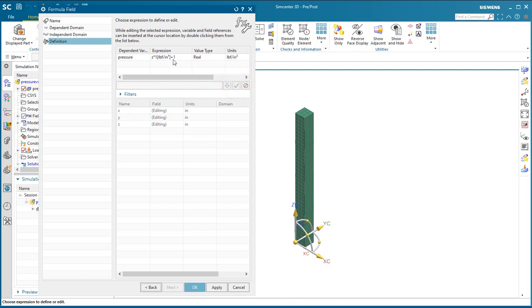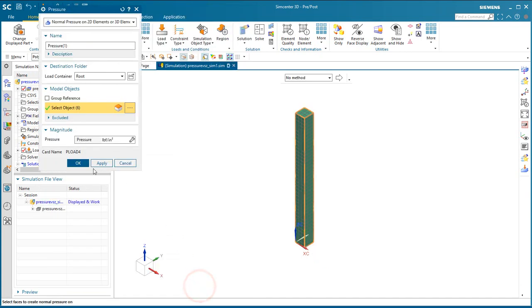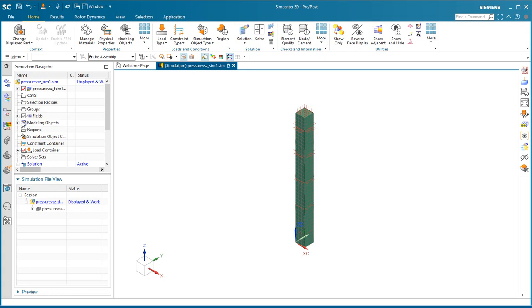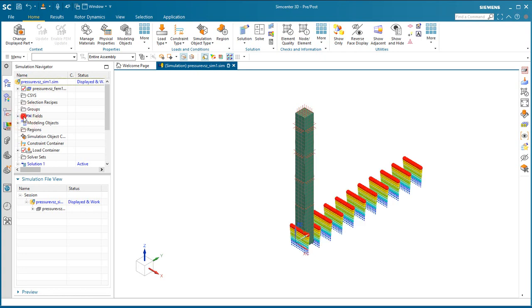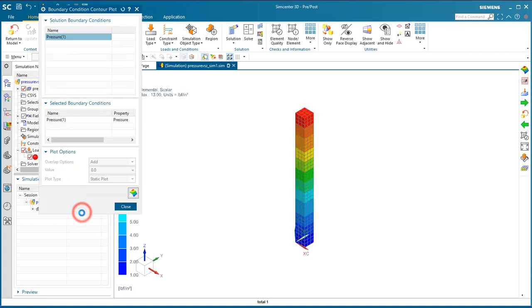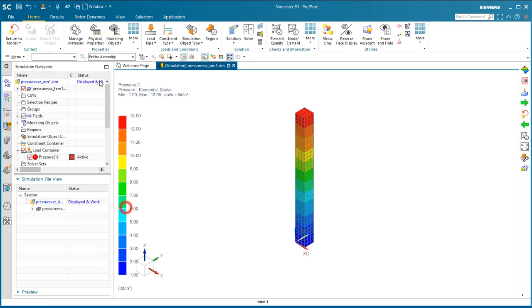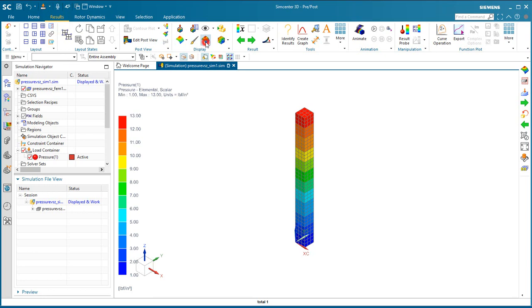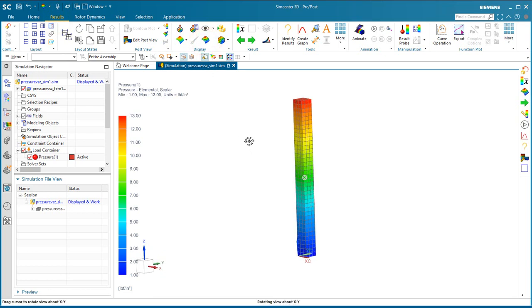All right, and the 1 that we're adding to it, it also assumes is in PSI, so we don't have to set the units for that. Then we can check the visualization of the field and also of the pressure load. And that concludes the demonstration.